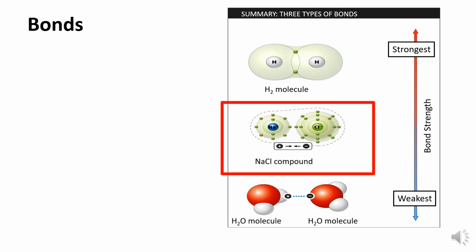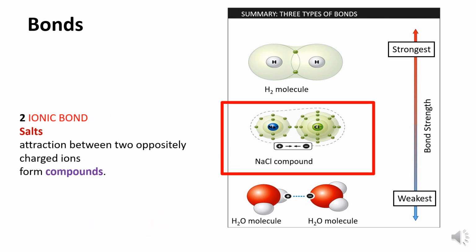The second type of bond that we can make is an ionic bond. When you think about this type of bond, think about two elements that have opposite charges. So think about elements on the right side of the periodic table and elements on the left side of the periodic table. They both interact. It is the second strongest of the three types of bonds that we have.